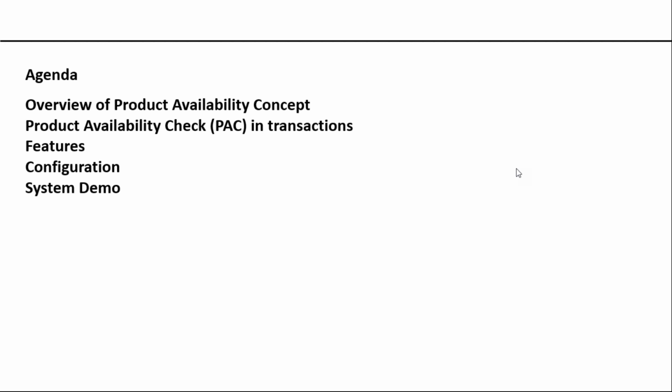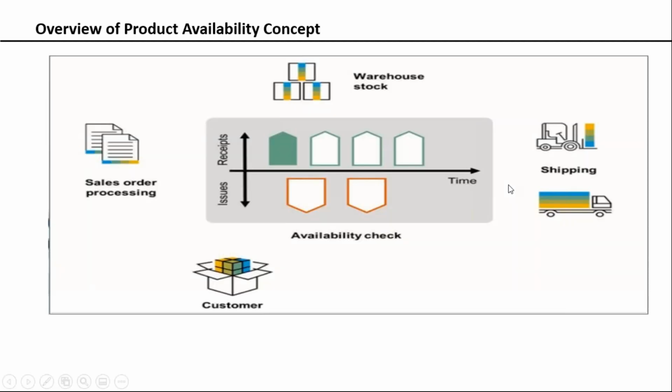Okay. We'll go through the important features of availability check and the important configuration elements that are required to enable the ATP check during different transactions. Then we can see the system demo. You're able to see the screen, right?